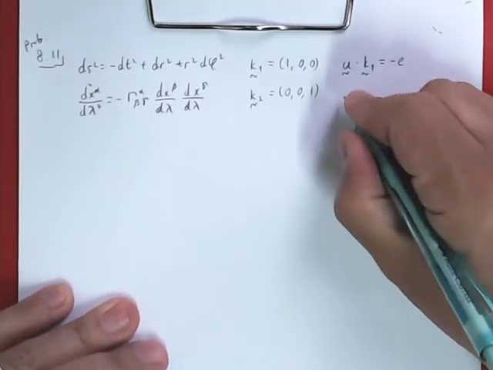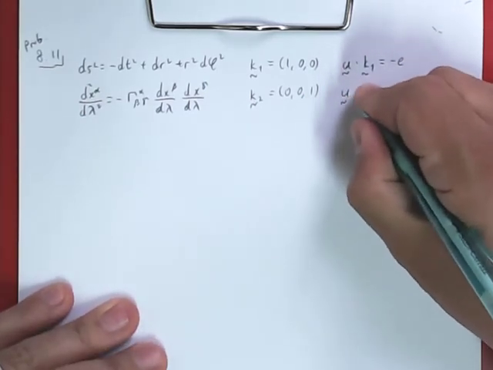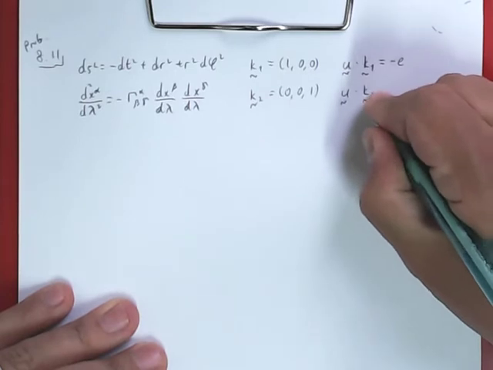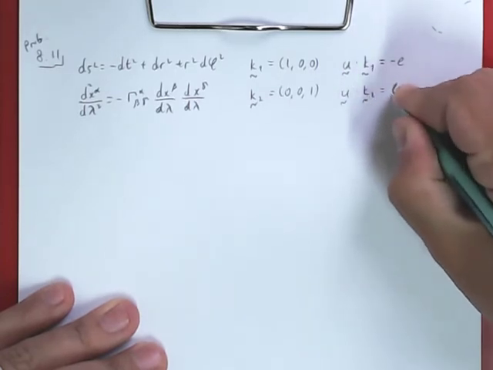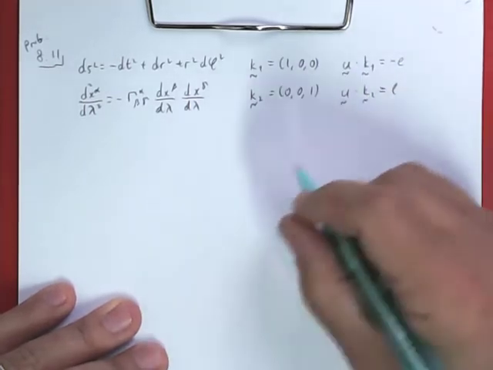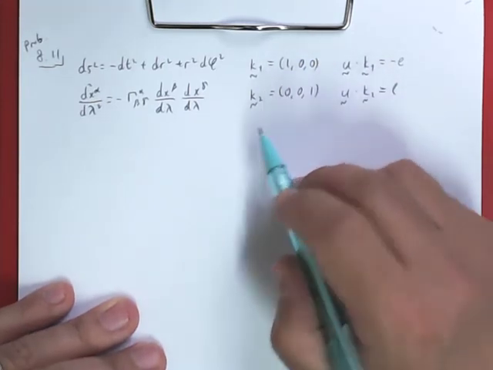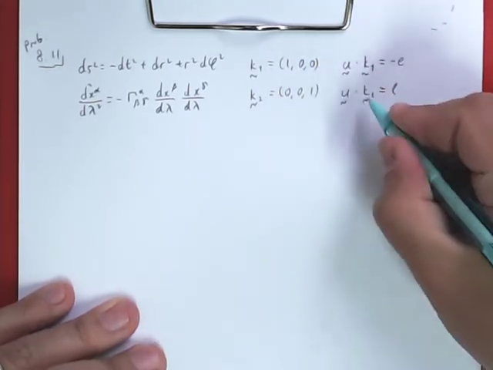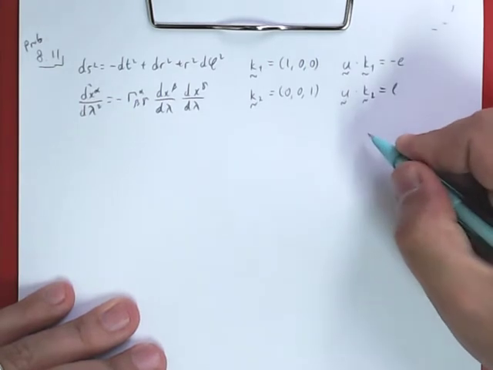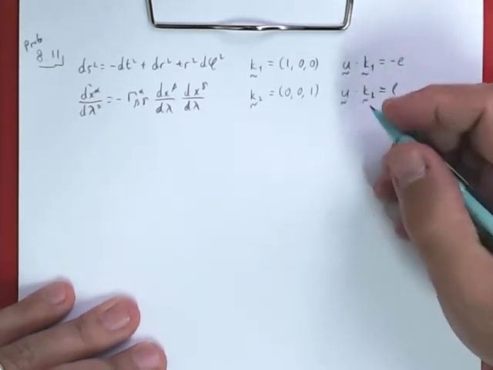It doesn't really matter. And the dot product of this U with the second Killing vector, I'm going to call this another constant of motion. I'm going to call this L, because this is some rotational symmetry, and rotational symmetry leads to conservation of angular momentum, and L is the shorthand for angular momentum.